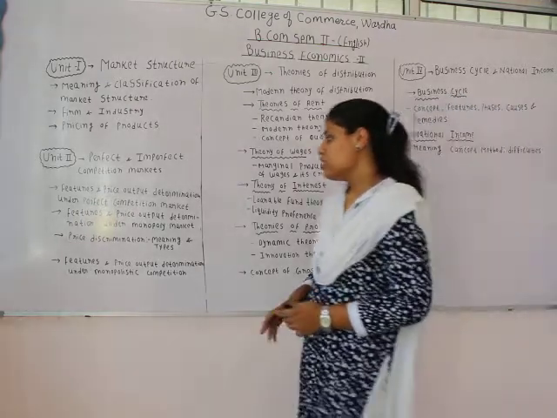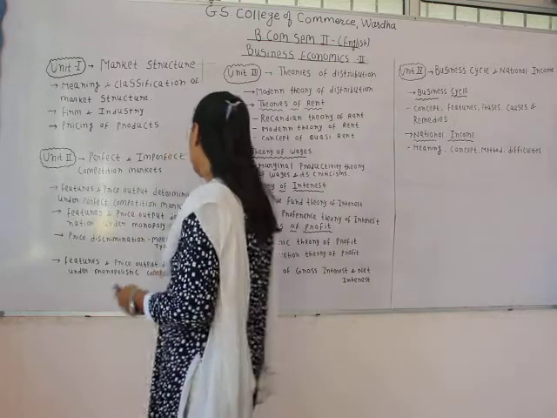The next chapter over here is features and price output determination under monopoly market.